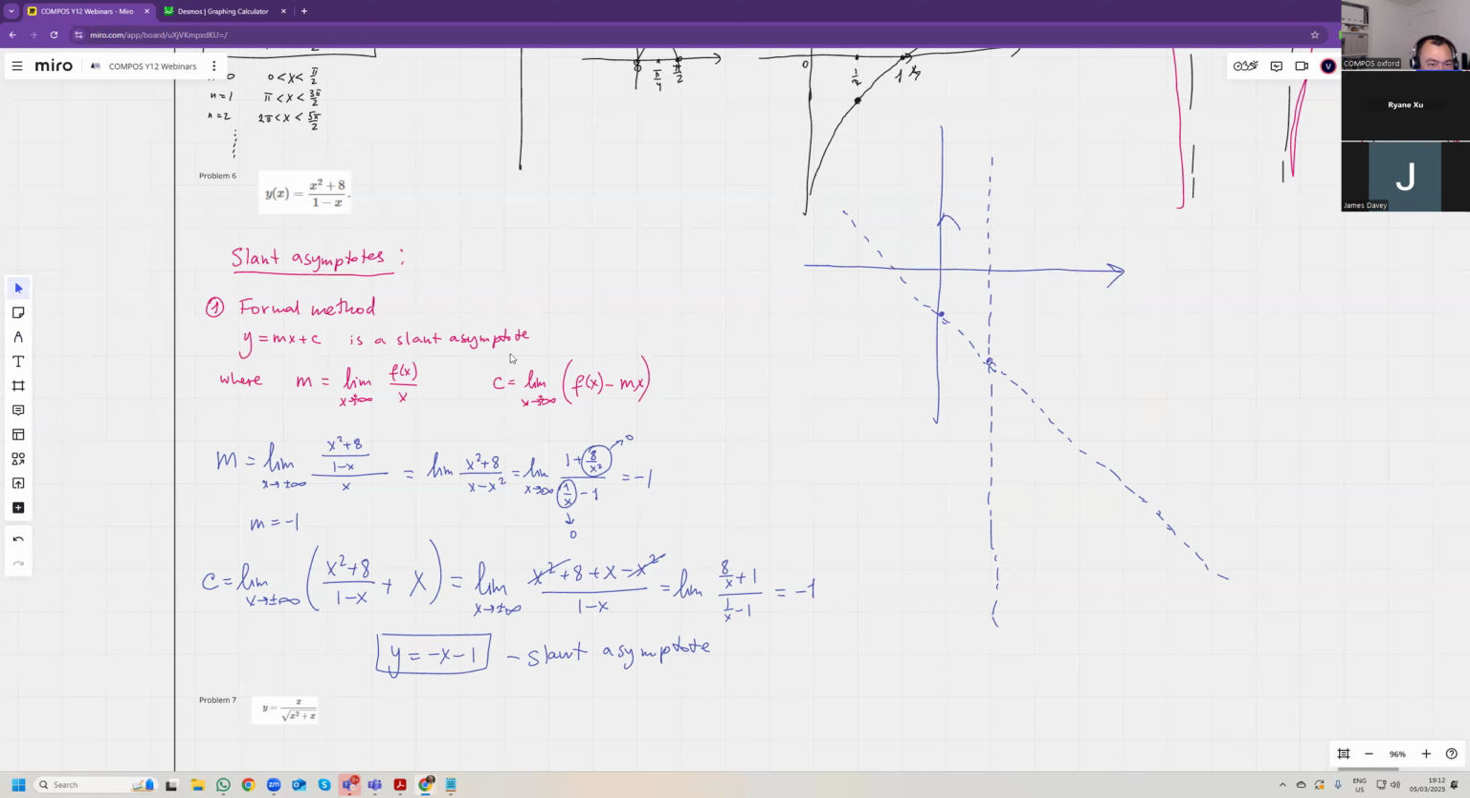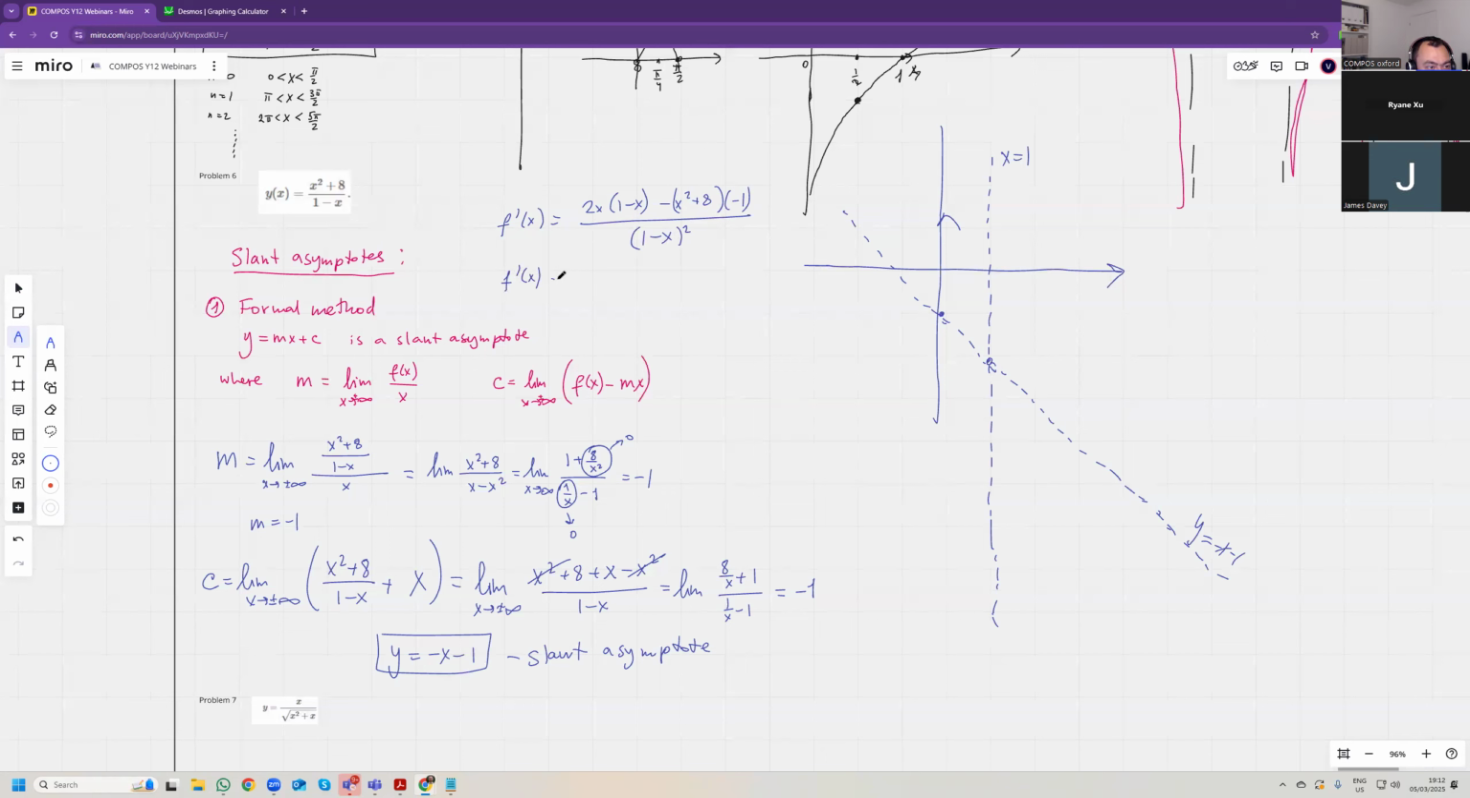That's better. Thank you. That's y equals minus x minus 1. X equals 1 is a vertical asymptote. And we just need to figure out, well, if x is negative, it's just always positive. So we need to find the minimum point. So f dash of x is 2x multiplied by 1 minus x, minus x squared plus 8 multiplied by minus 1, divided by 1 minus x squared.